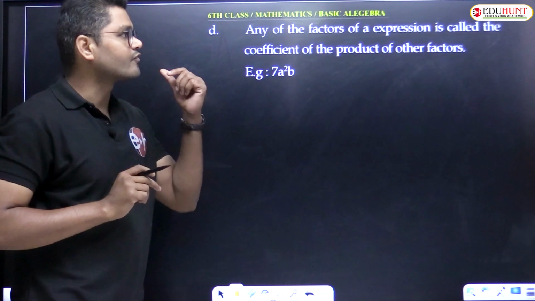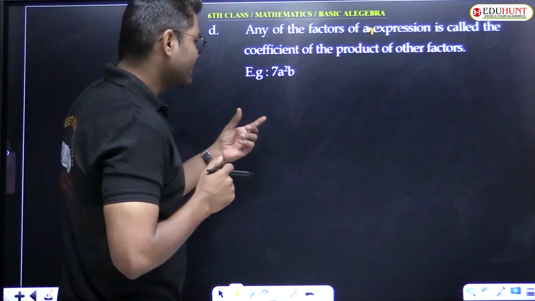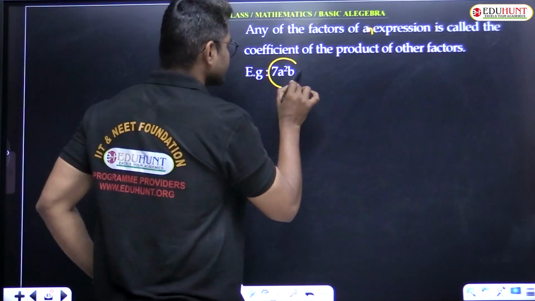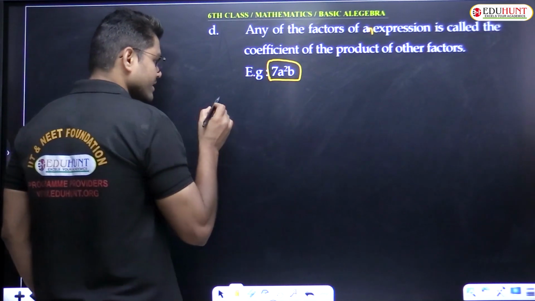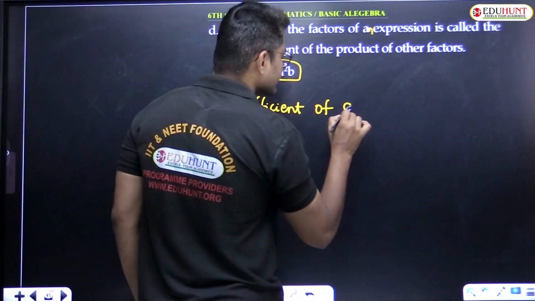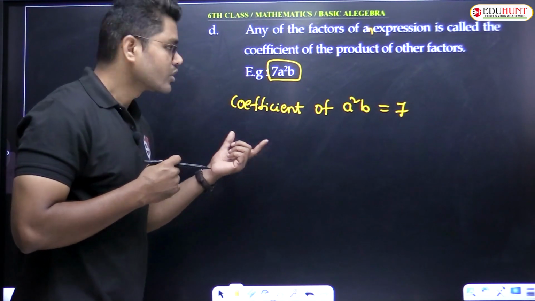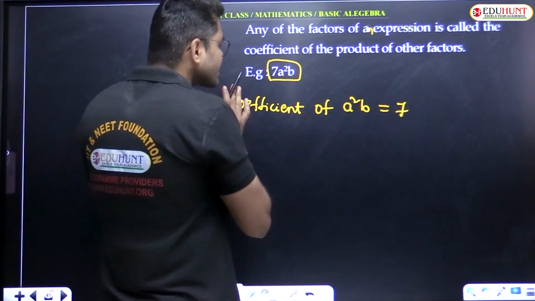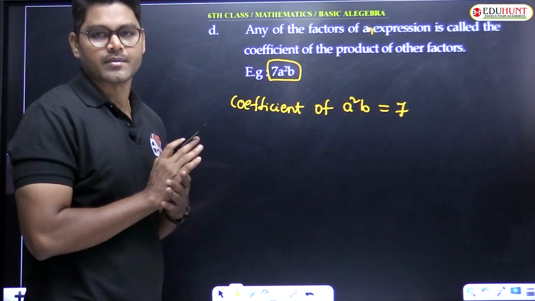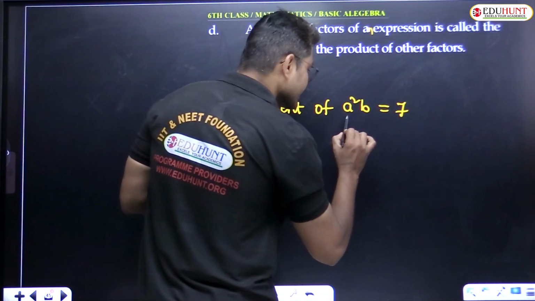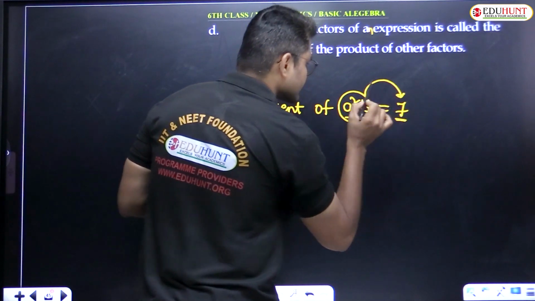Any of the factors of an expression is called the coefficient of the product of other factors. For example, if I take 7a square b, here we should take the coefficient of another factor. That means the coefficient of a square b is 7. What do you mean by coefficient? Coefficient means the number or the variable which is multiplying the given variable or number. That means here a square b is multiplied by 7, so the coefficient of a square b is 7.